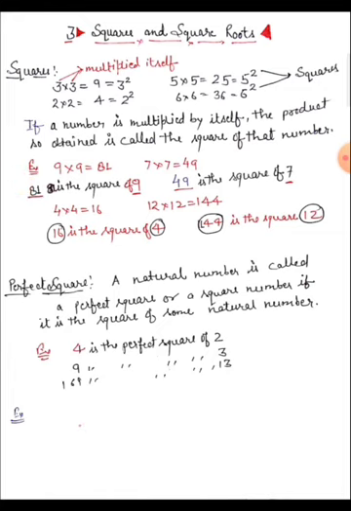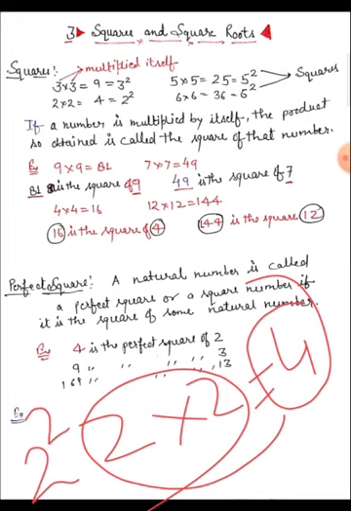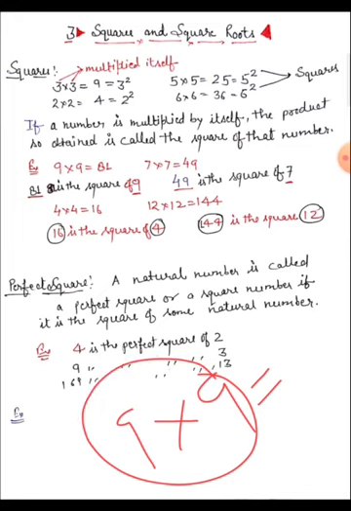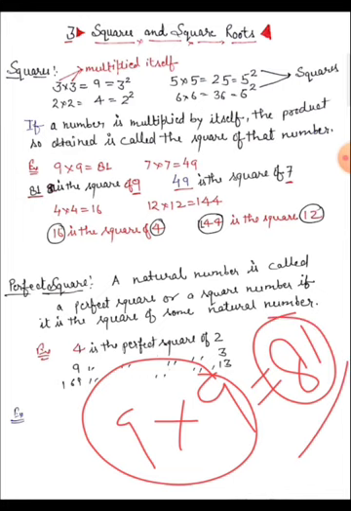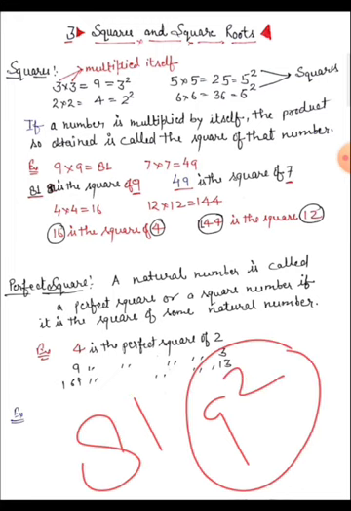Like if you multiply 2 by itself, 2 times, you get 4. So 4 is the square of 2, and we write this in the form 2 raised to the power 2. Another example, 9 multiplied by 9: 9 is multiplied 2 times. When a number is multiplied by itself, the product is called the square of that number. So 81 is the square of 9, and we can write it as 9 raised to the power 2, which is 81.